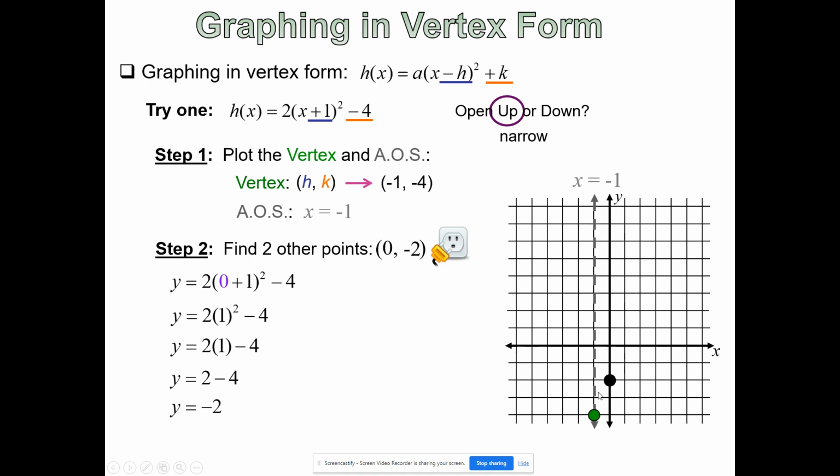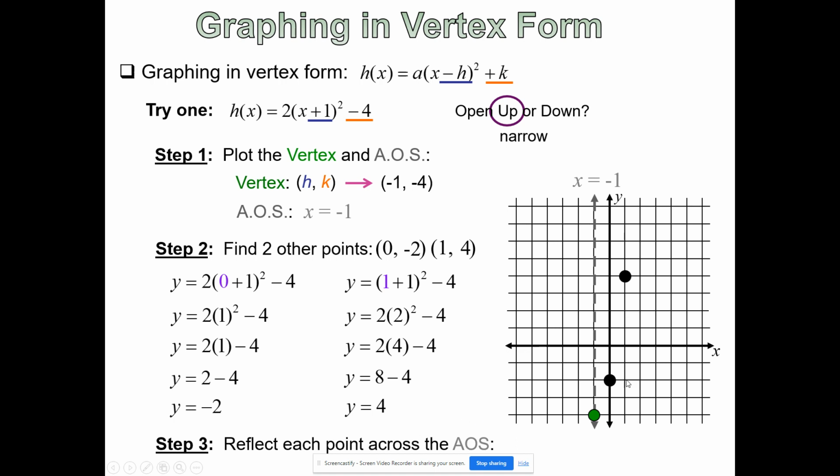So I had my vertex at negative 1. Then I plugged in 0. Now I'm going to plug in this x value, which is 1, to see what my y value is. 1 plus 1 is 2. 2 squared is 4. 4 times 2 is 8, and then 8 minus 4 is 4, so I get 1, comma, 4.